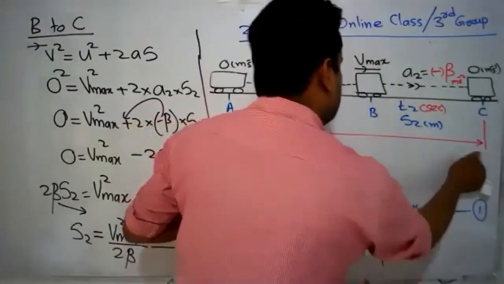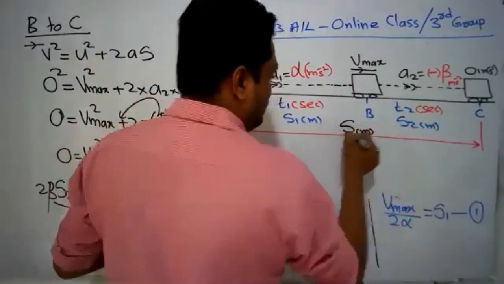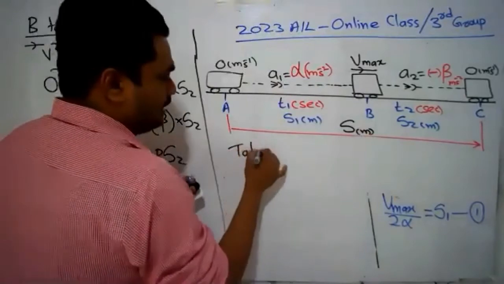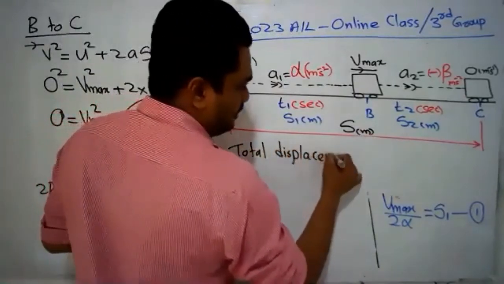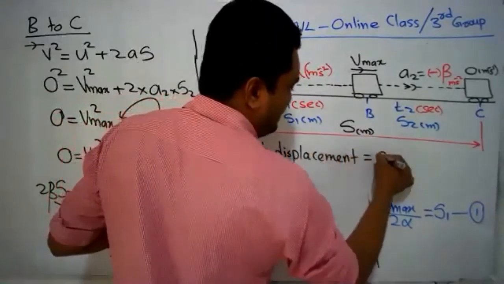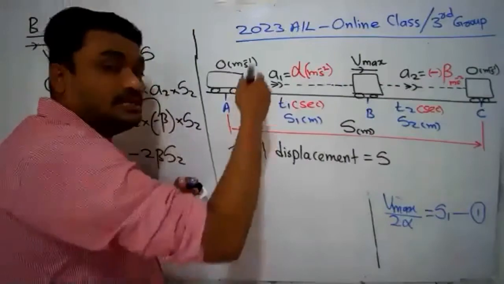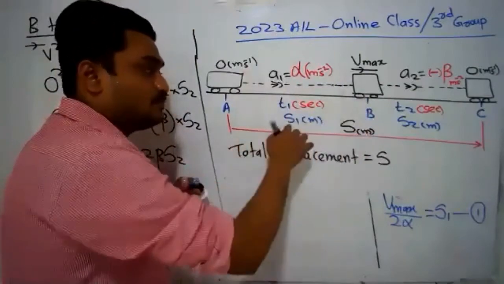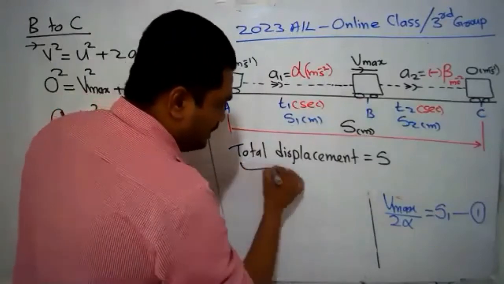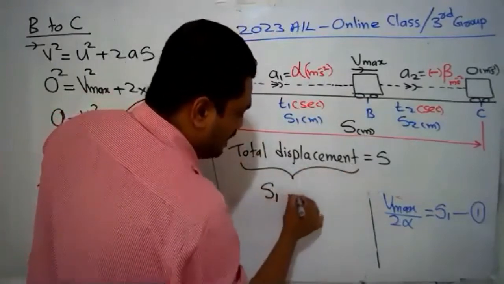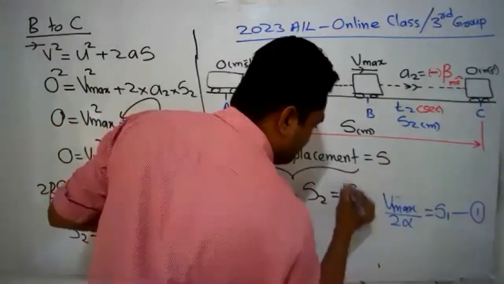So total displacement is given as S meter. So I write it: total displacement. They have given it as S, A to C total displacement S. But if you consider the figure, the total displacement is S1 plus S2. So total displacement is S1 plus S2 and it is equal to S.